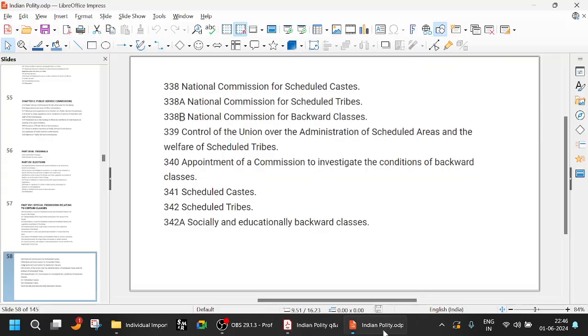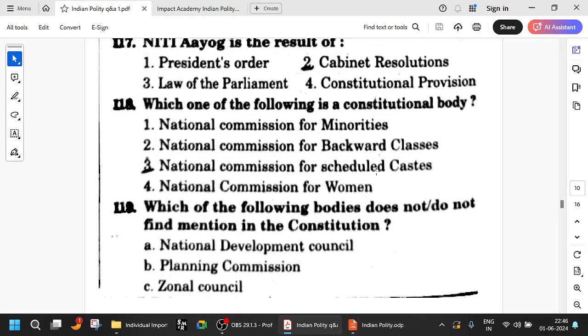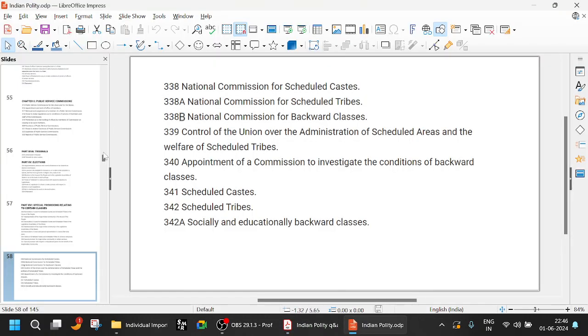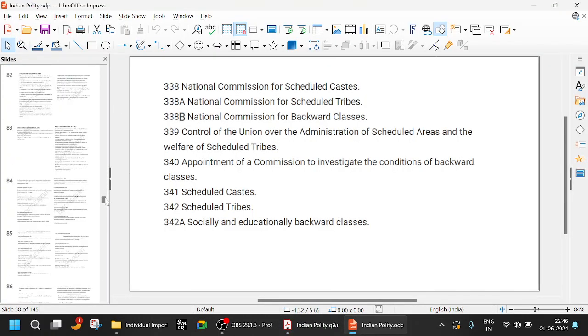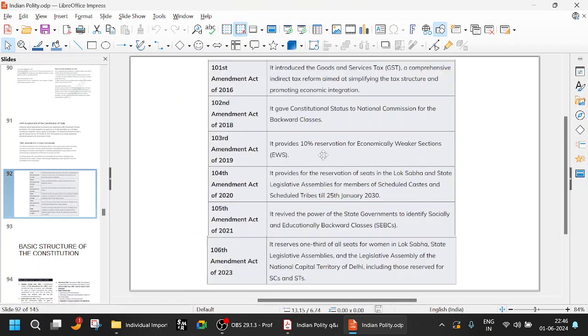National Commission for Scheduled Castes is Article 338, very important. For Scheduled Tribes it is 338A, and for Backward Classes it is 338B. Also try to remember the Constitutional Amendment Act for backward classes. It is the 102nd Amendment Act, very recent, of 2018. 338B, very important. 101 is GST.